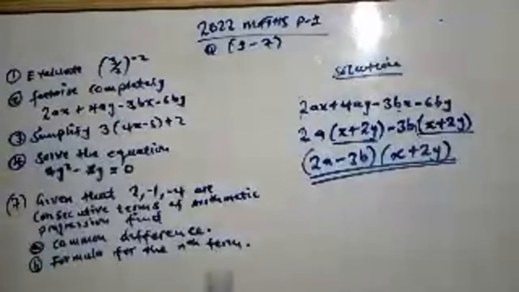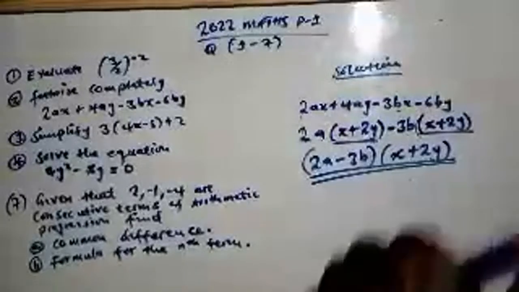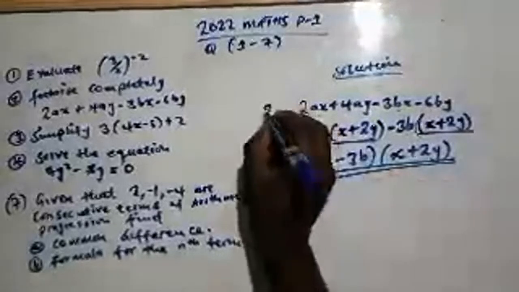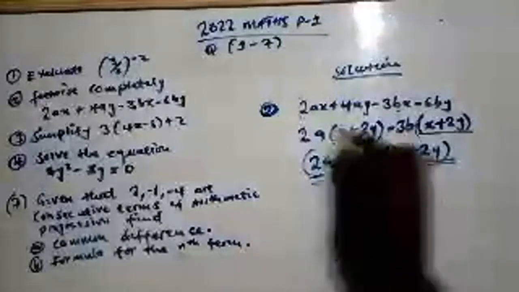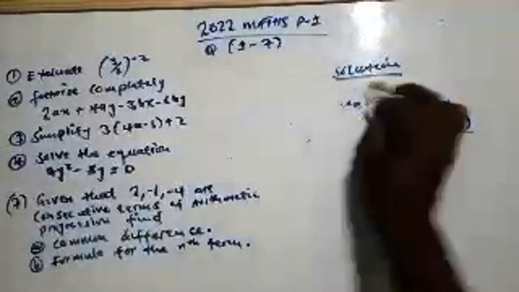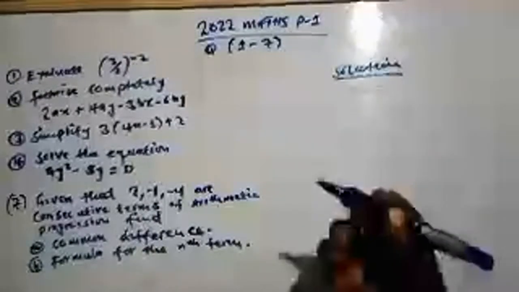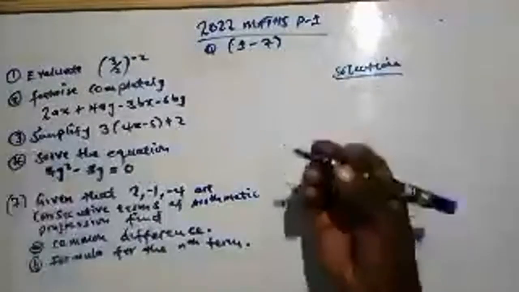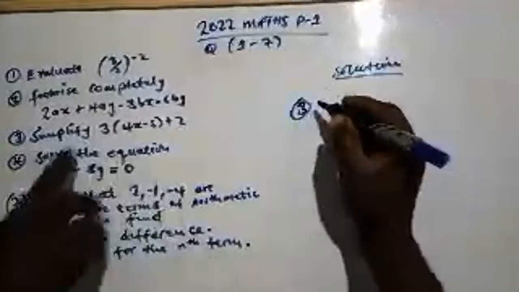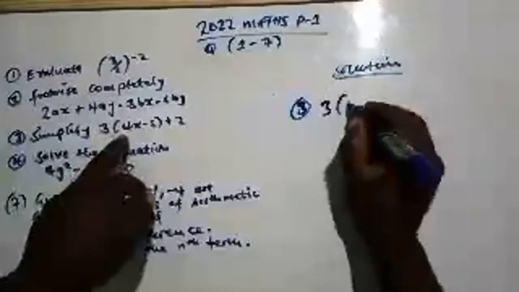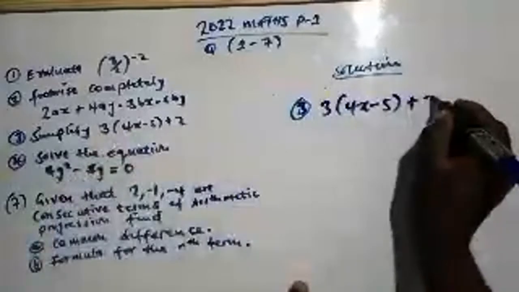So now let's move on to question 2. Okay, this is question 2 here. So now let's move on to another question. Let's move on to question 3. Question 3, we are told to simplify. This is 3. We are told to simplify, which is 3 open bracket 4x minus 5 plus 2.